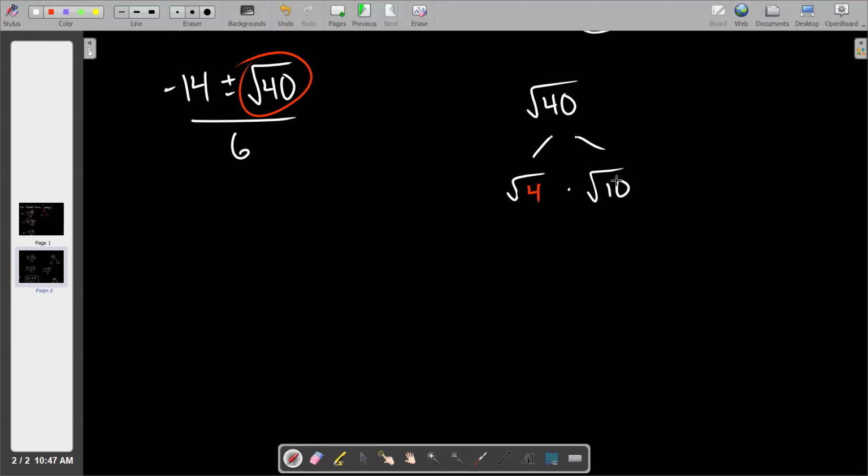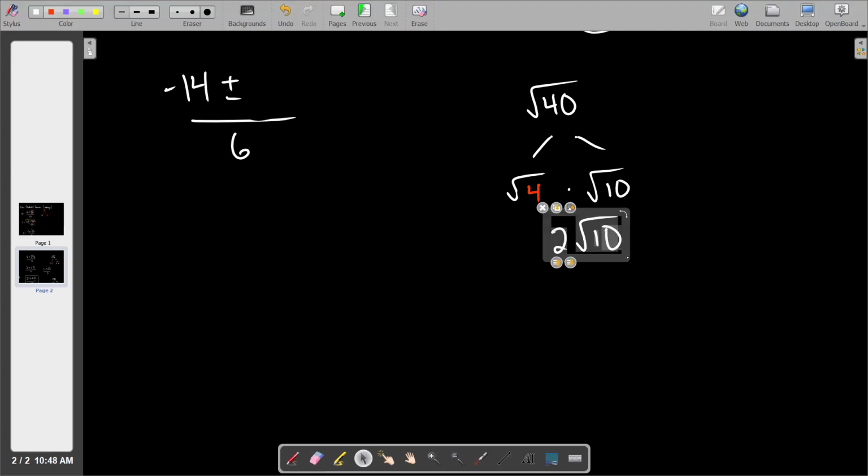because if I write 4 and 10, this time the answer to my question isn't nothing. What's the square root of 4? 2. So the root simplifies into 2 root 10. Got it? So what I'm going to do now is take the old square root of 40 and pull it out. And where it used to be, I'm going to put the new and improved version of the square root of 40.